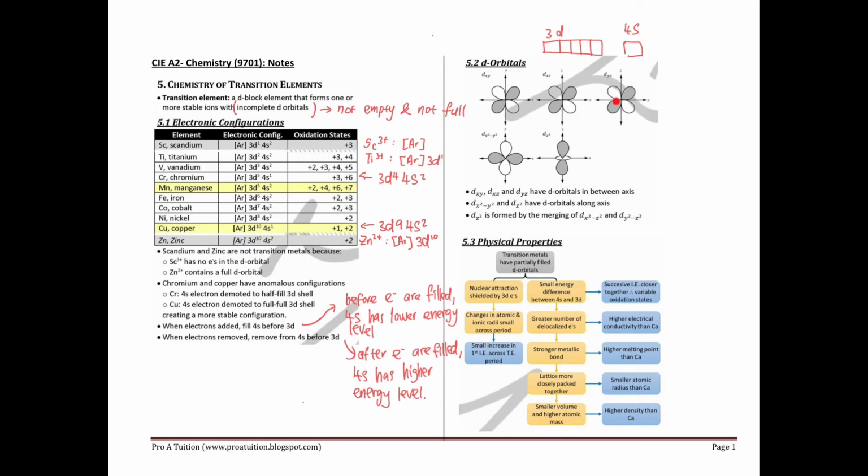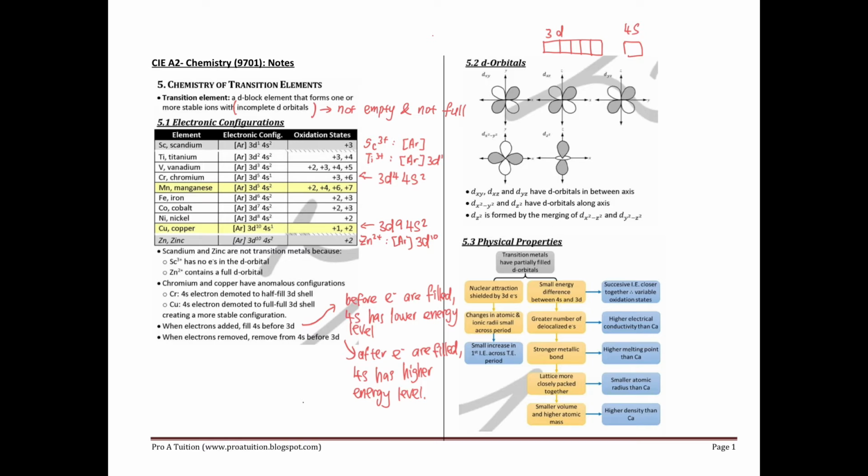These 3 are normally known as one group. I call it the first type. The first type of d orbitals, where the orbitals stay in between 2 axes. In between, this is the first type.